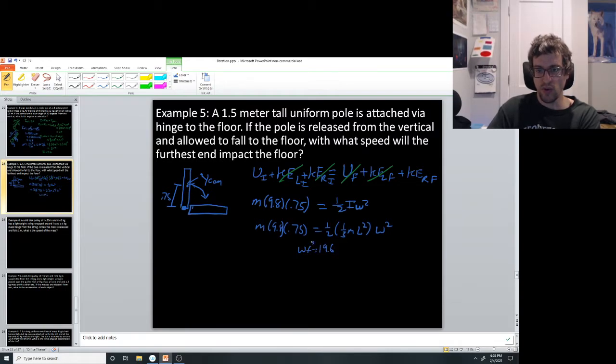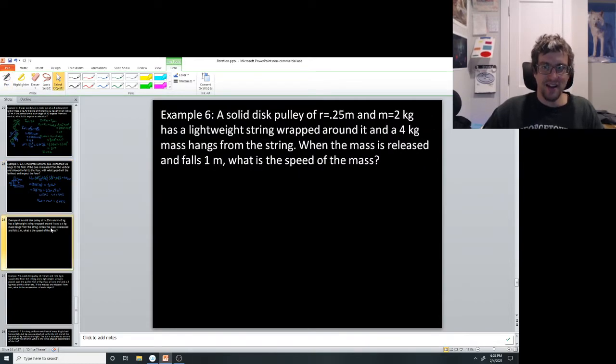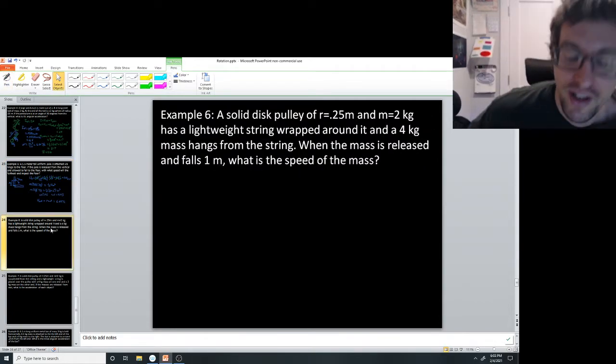And that means omega final is 4.43. Then we have v tangential final equal to r omega final, and we're looking at 1.5, which means it is moving at 6.64 meters per second. That is the outer edge. Ha! I knew it. I knew I was right all along. All right. Whew. Moving right along.